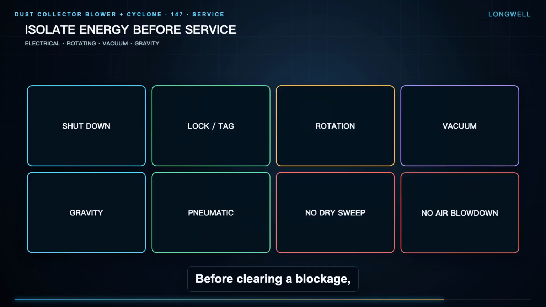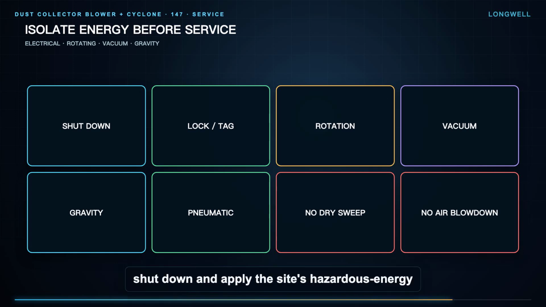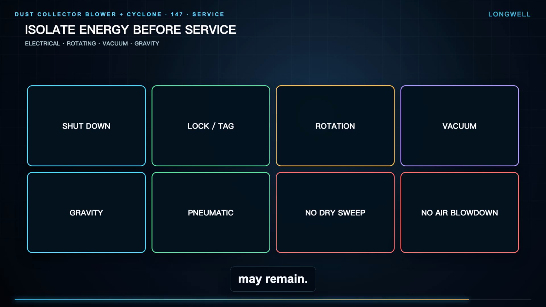Before clearing a blockage, opening a bin, changing a filter, or reaching near a rotor, shut down and apply the site's hazardous energy procedure. Electrical, pneumatic, gravity, vacuum, and rotating energy may remain. Housekeeping must match the dust hazard. Dry sweeping and compressed air cleaning can resuspend dangerous material.